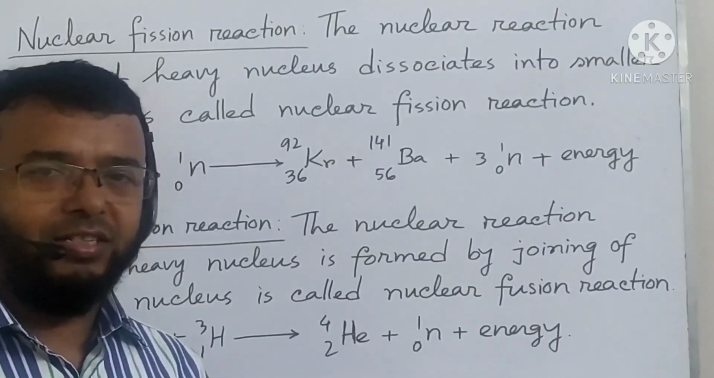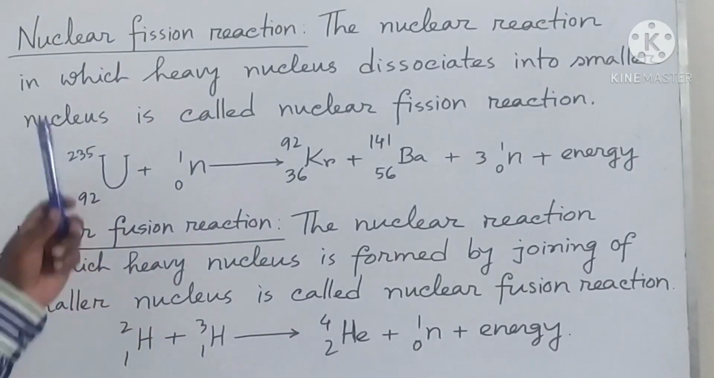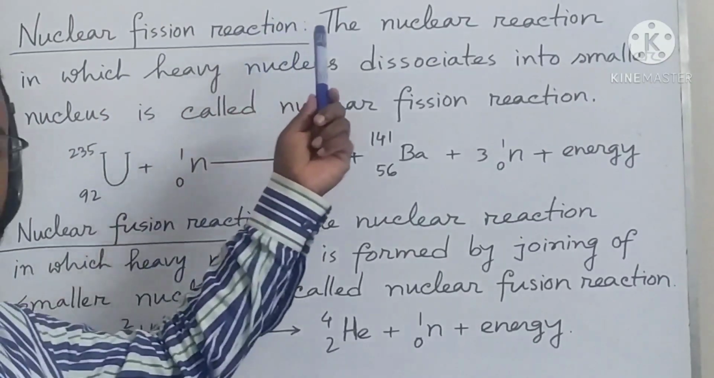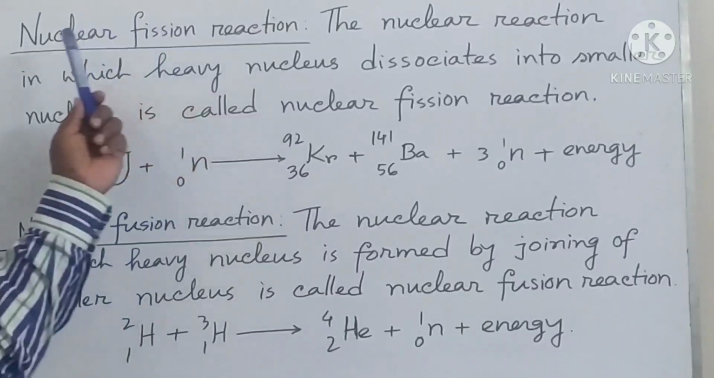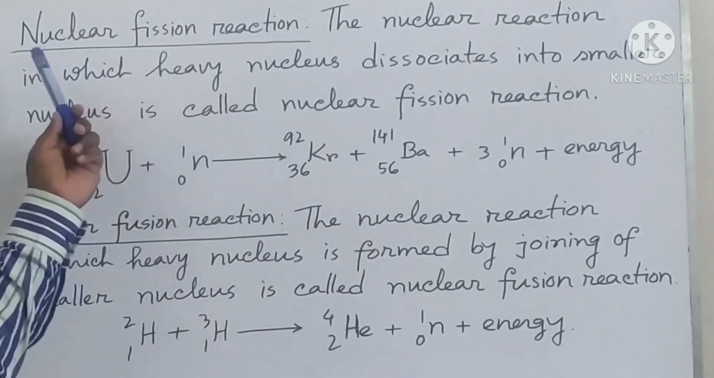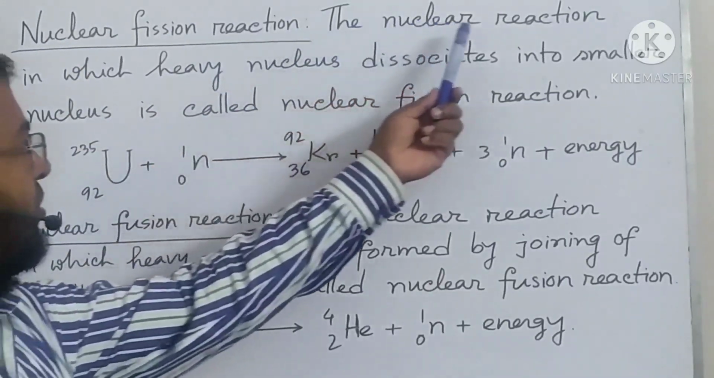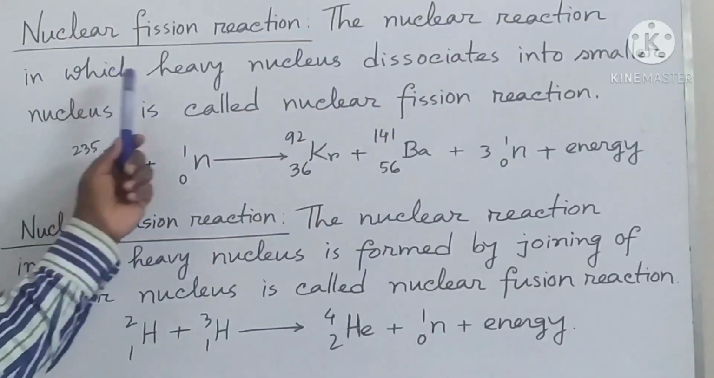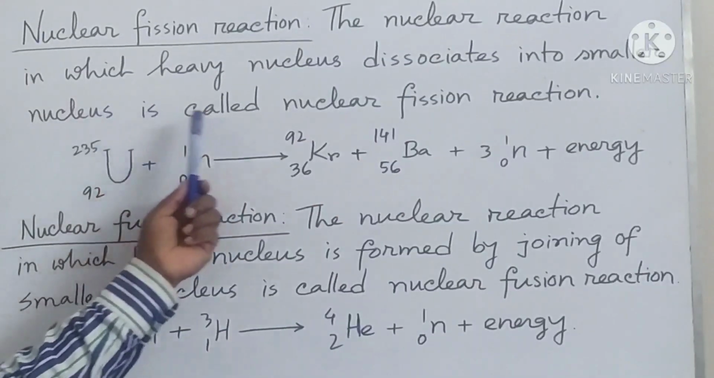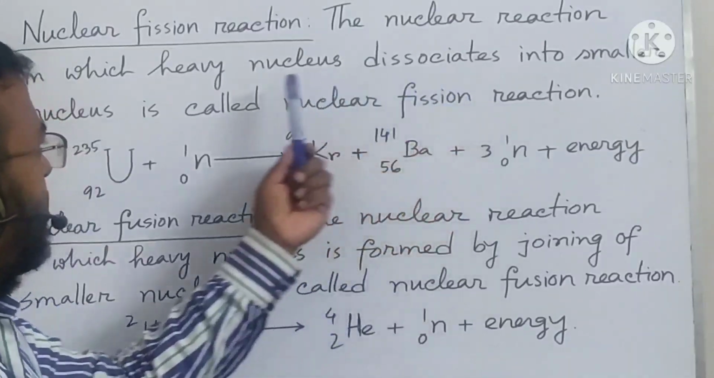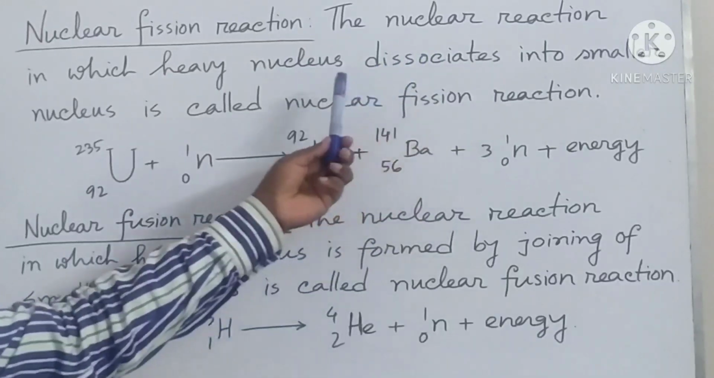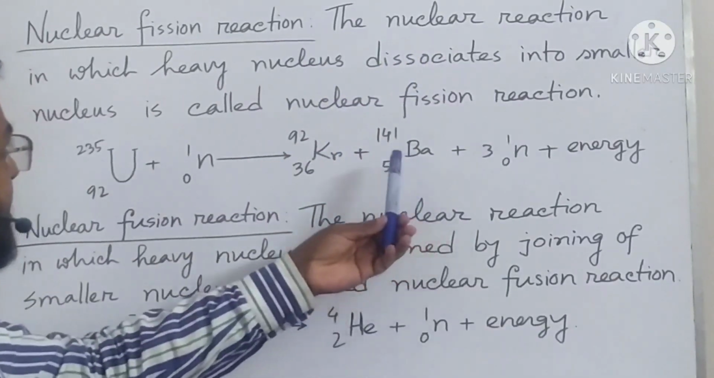Okay, dear students, I am at the next question. I have written nuclear fission reaction. So I told that nuclear reactions are of two types. One is nuclear fission, another one is nuclear fusion. So now nuclear fission reaction. The nuclear reaction in which a heavy nucleus dissociates into smaller nuclei is called nuclear fission reaction. That means one heavy nucleus is broken down or converts to two smaller nuclei.